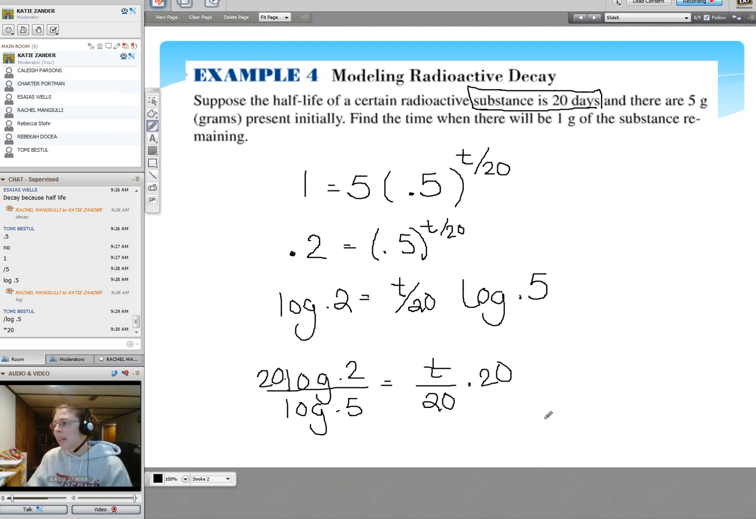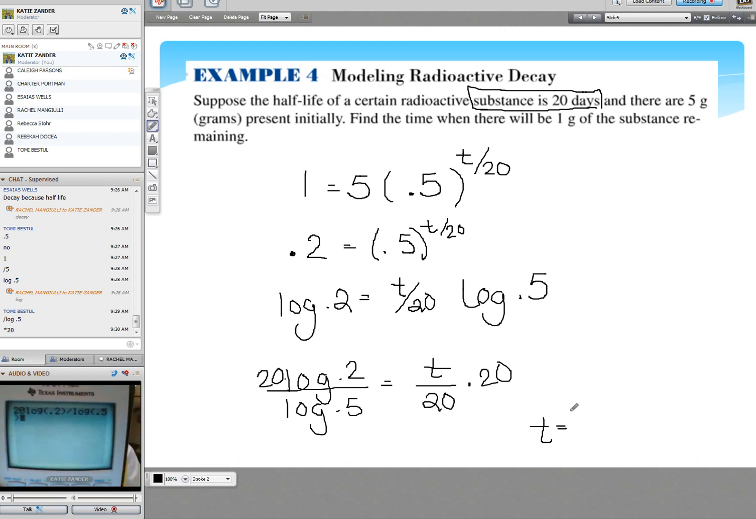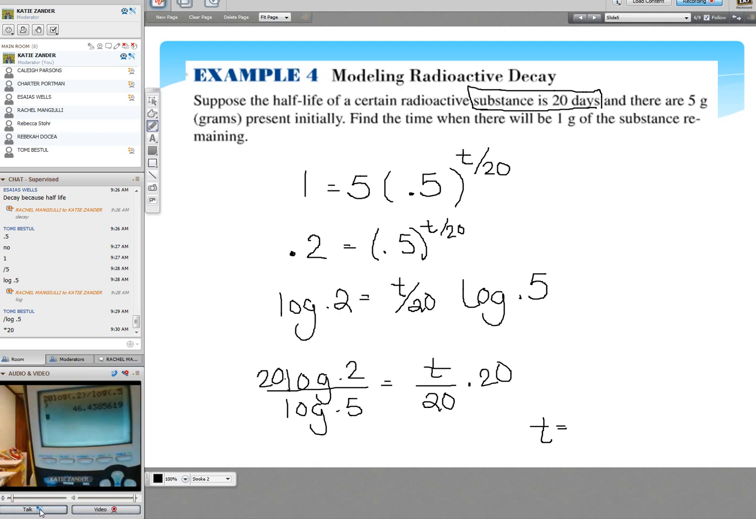All right, you do need a calculator in order to solve this though. So make sure as you're typing this into your calculator, and my batteries are low, go figure, you are doing so correctly. So 20 log of 0.2 divided by log of 0.5. There. Did everybody get their calculator to come up with the 46.44 technically?